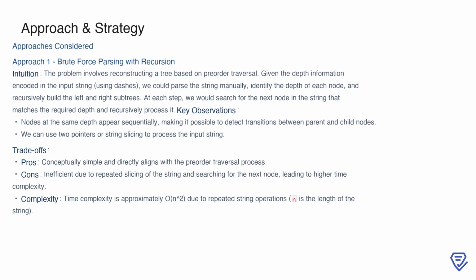The key insight here is that nodes at the same depth appear one after the other, so we can detect transitions between parent and child nodes. To achieve this, we can either use 2 pointers or slice the string repeatedly to locate the next node to process. While this approach is conceptually straightforward and closely mirrors the preorder traversal process, it comes with significant drawbacks. The repeated string slicing and searching lead to inefficiencies, resulting in a time complexity of approximately n squared, where n is the length of the input string. This makes the brute force approach less suitable for large inputs, despite its simplicity.